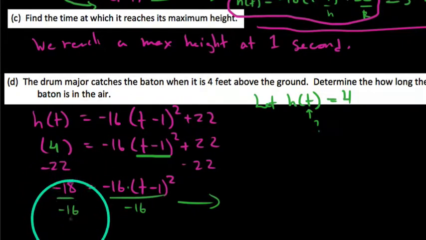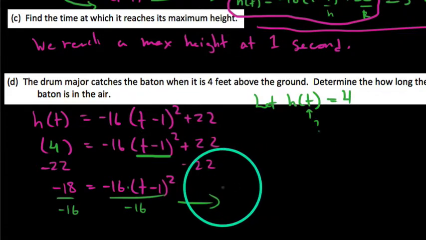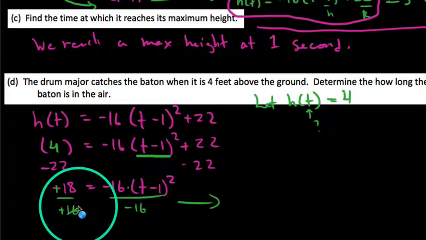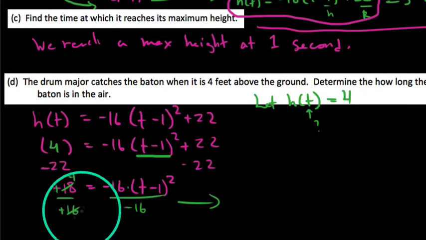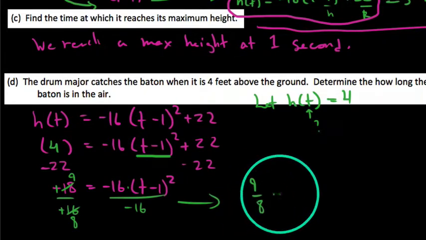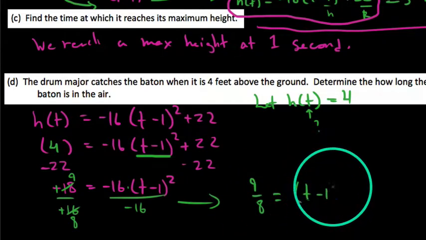So this negative 18 over negative 16 here, I am actually going to reduce. Since it's a negative over a negative, we'll make it a positive over a positive, and I am going to reduce these both by a factor of 2, so I would get 9 over 8. I'm very cool with leaving it as just 9 over 8, and on the right side we'd have this (t minus 1).